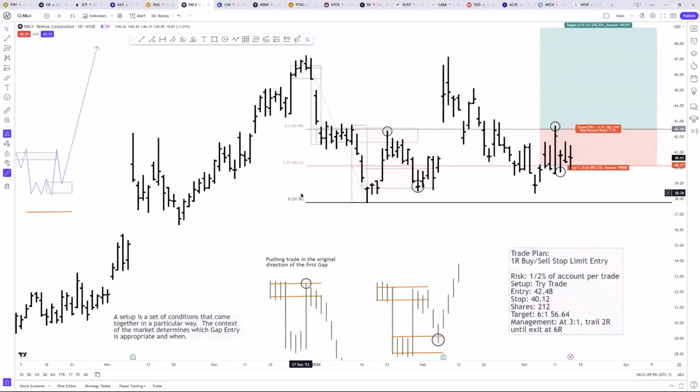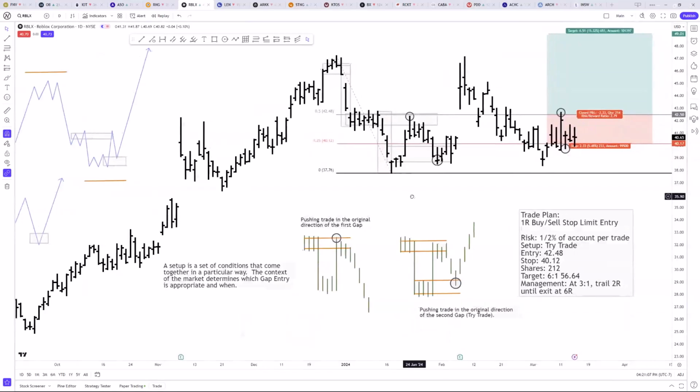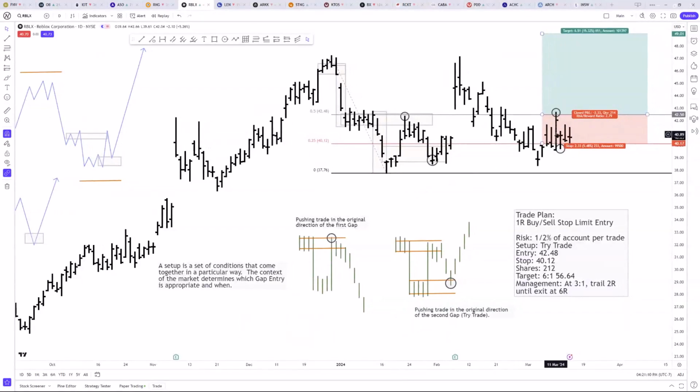Roblex. This was a lesson on gaps. This one was a really nice one. Triggered me in and stopped me out the very next day. So you see, you get a lot of stops, but my wins are shooting for 6R.